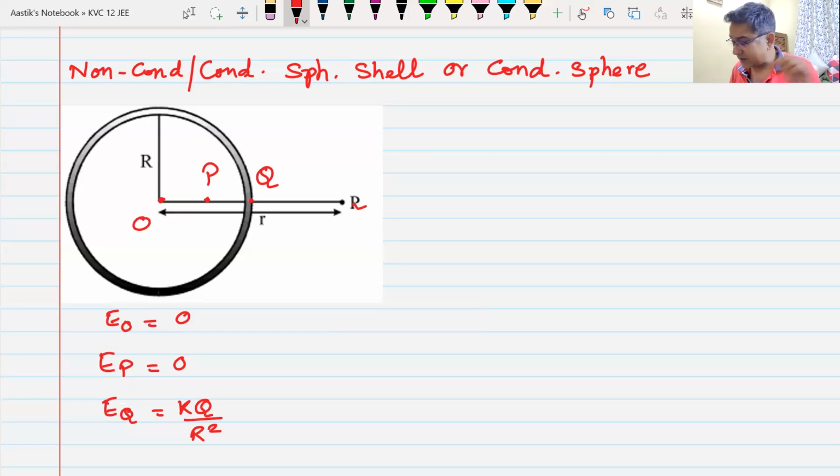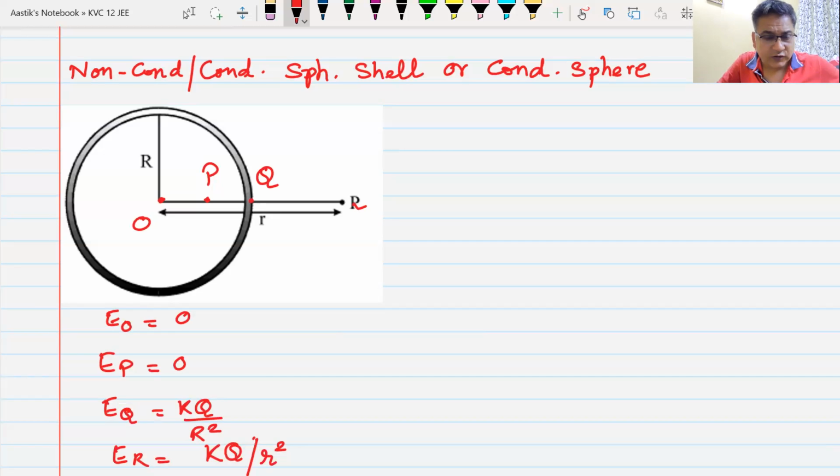What is the electric field at any point outside the sphere? It is same as a charge, KQ by small r square. That is the electric field outside the sphere. Outside the sphere, it only behaves as a point charge placed at the center. Will you remember it now? Yes, sir. Please remember it.